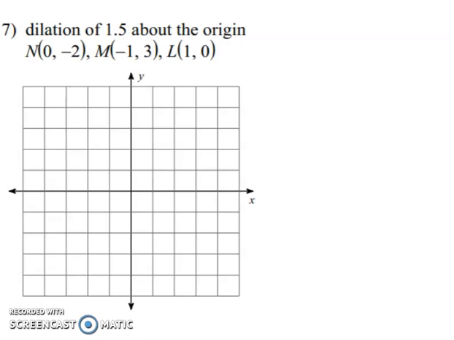So N is 0, negative 2. M is negative 1, comma 3. And L is 1, comma 0. Okay, so this is L, N, M. All right, so we have our pre-image. And now we're going to apply the scale factor of 1.5. So we're going to multiply each x and y by 1.5. And remember, 1.5 is bigger than 1, so it's going to be an enlargement.